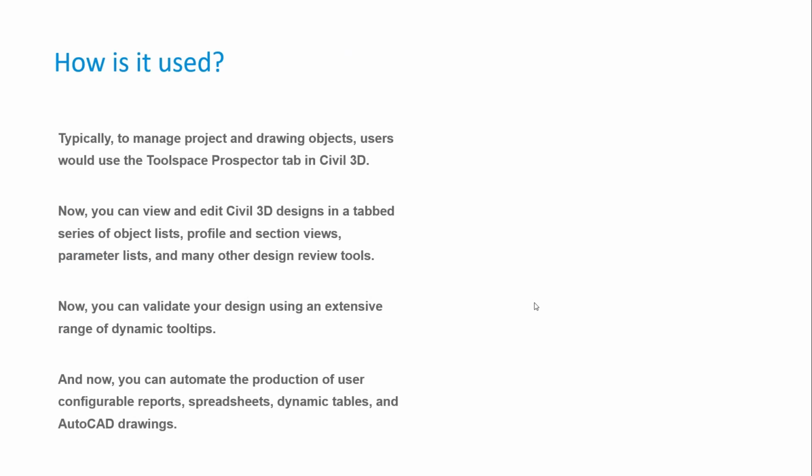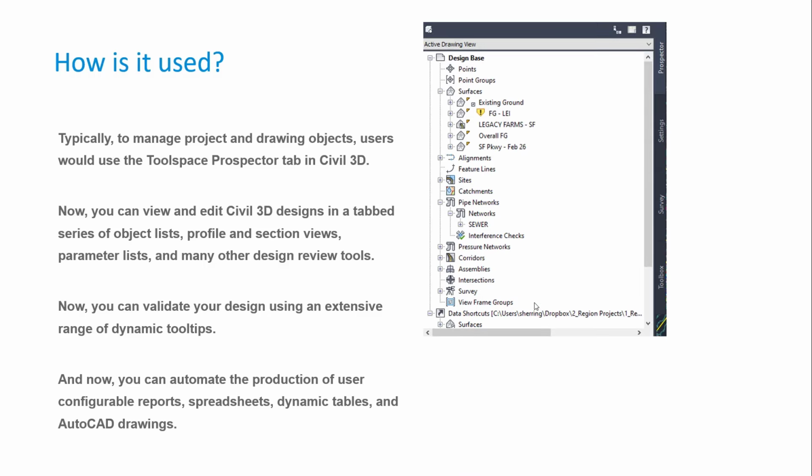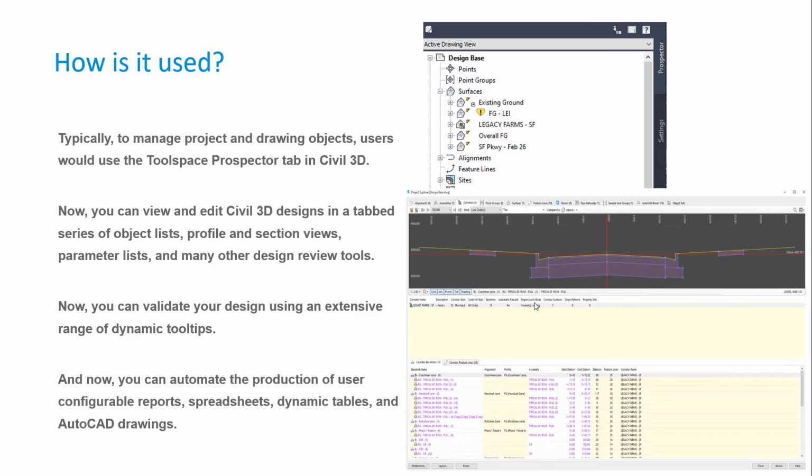So how is it used? Typically, the management part of your project and your drawing objects is done in the tool space in your prospector tab. Now you can edit Civil 3D designs in this tab series of lists. So all your assemblies, corridors, point groups, surfaces, alignments, profiles, so forth. Everything's all in one place, similar to the prospector, but easy to jump between entity to entity.